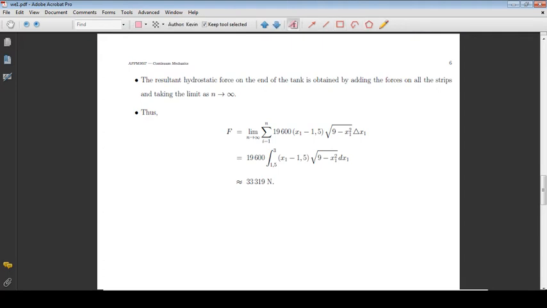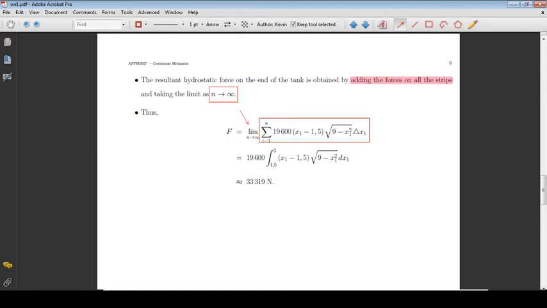The resultant hydrostatic force on the end of the tank is obtained by adding the forces on all the strips and taking the limit as the number of strips increases to infinity. Therefore, the resultant hydrostatic force on the end of the tank is obtained by integrating with respect to x1 from 1.5 to 3.